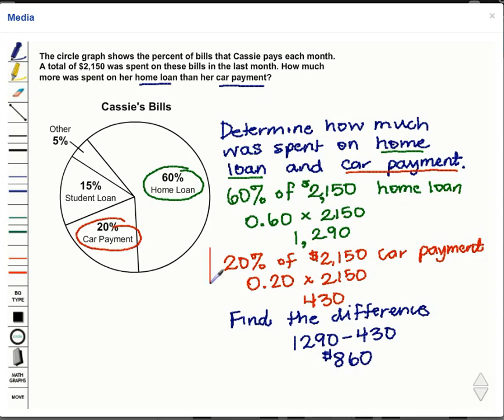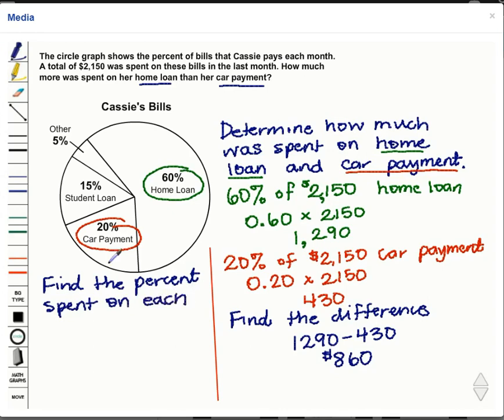However, we can also look at this problem in a different way. We can look at the percent she spent on each and find the difference. 60% on her home loan minus 20% on her car payment lets us see that she spent 40% more on her home loan.